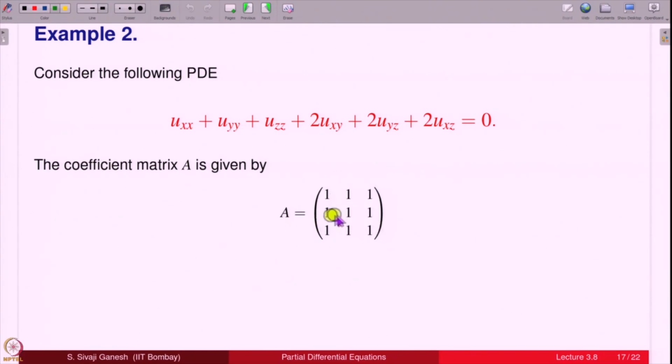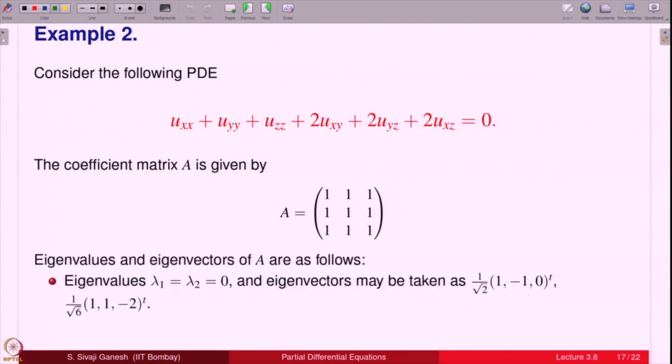Rank is 1, therefore nullity is 2, which means 0 is an eigenvalue of multiplicity 2, and 3 is the other eigenvalue, which is the sum. If you notice, the sum of each row is the same constant. Therefore, (1, 1, 1) is an eigenvector with eigenvalue 3. So, we know everything very clearly here.